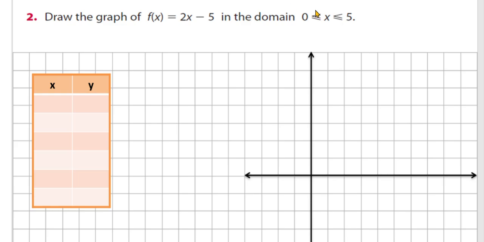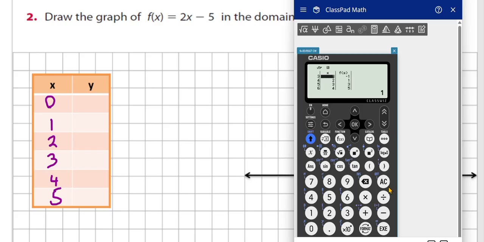So all our inputs are going to be 1, 2, 3, 4, and 5. Agreed? Inputs. Now your outputs, okay? So you go to your calculator, press function and define f of x. And f of x is now defined as 2x minus 5. Agreed? 2x minus 5.